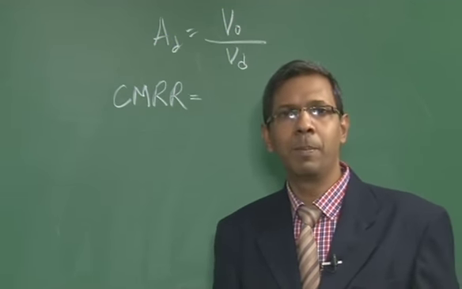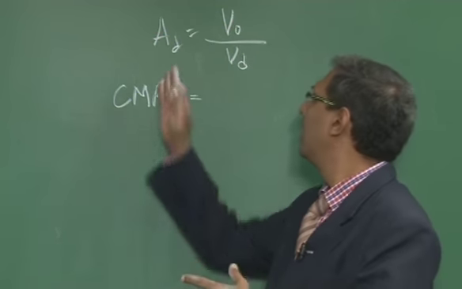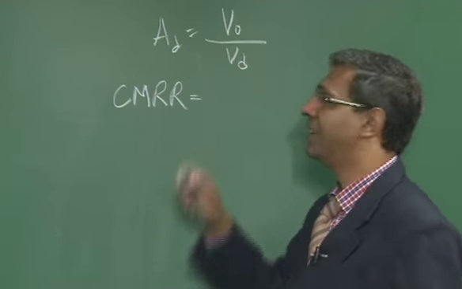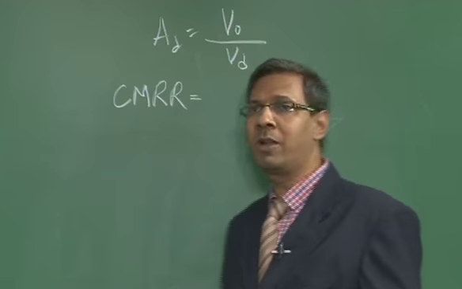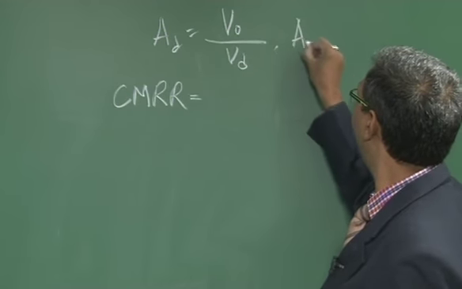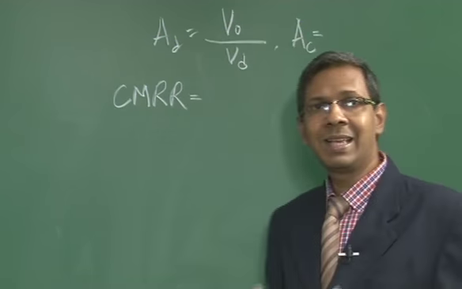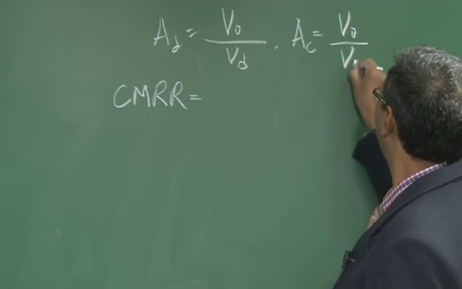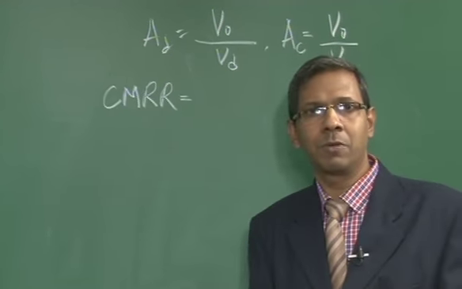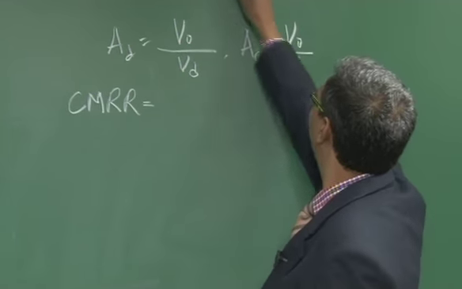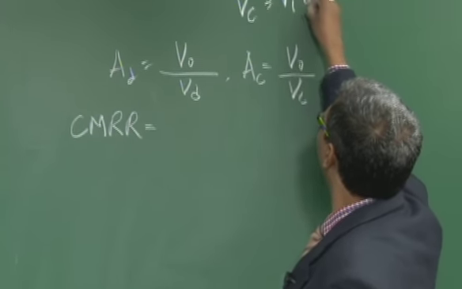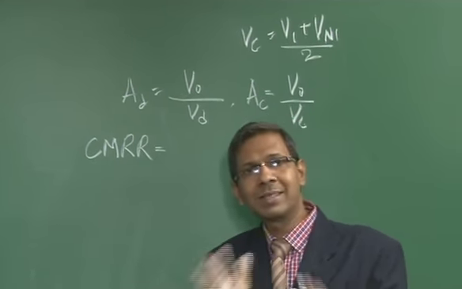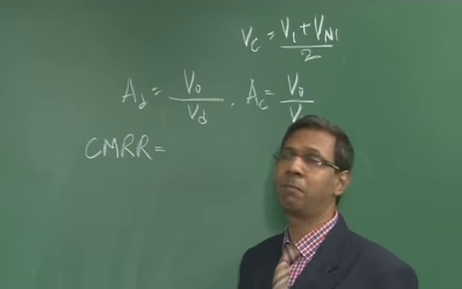Now what does common mode mean? As we said, AD is the difference mode gain, meaning it only amplifies the difference signal. Apart from that, we also have one more definition which we call common mode gain, meaning the gain of this amplifier to the common voltage. The common voltage is given by Vc. Just like Vd is the difference of Vi and Vni, Vc is the average of these two, Vi plus Vni divided by 2.